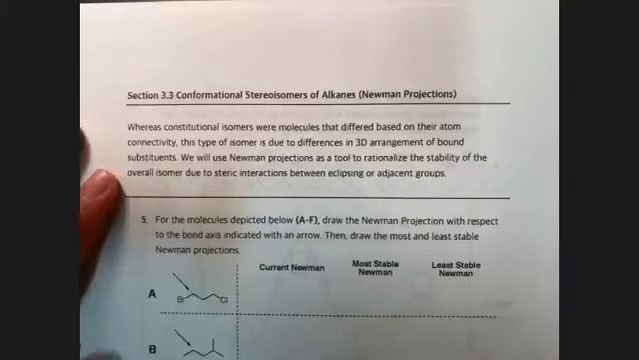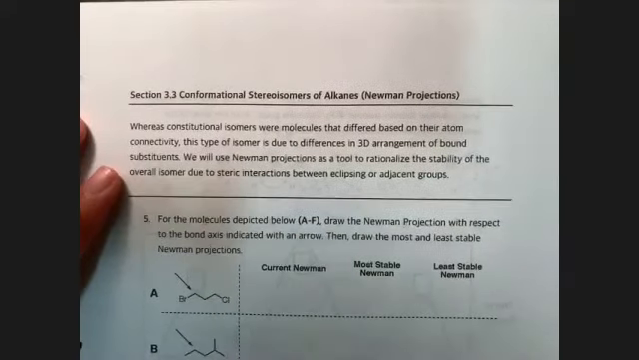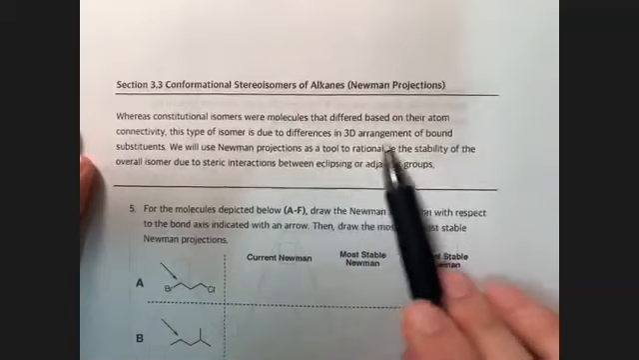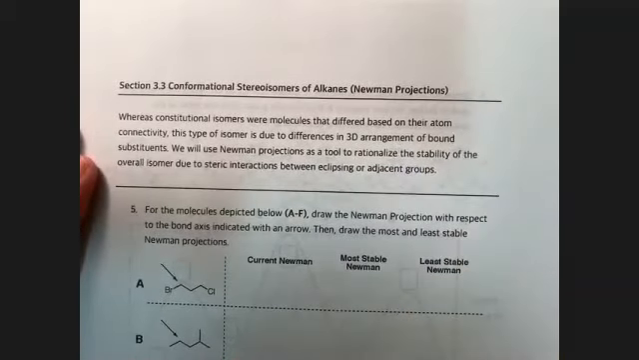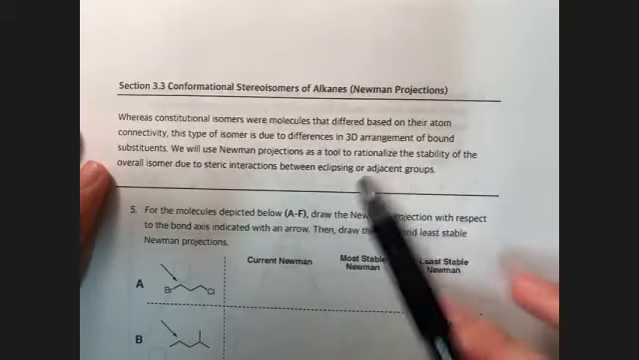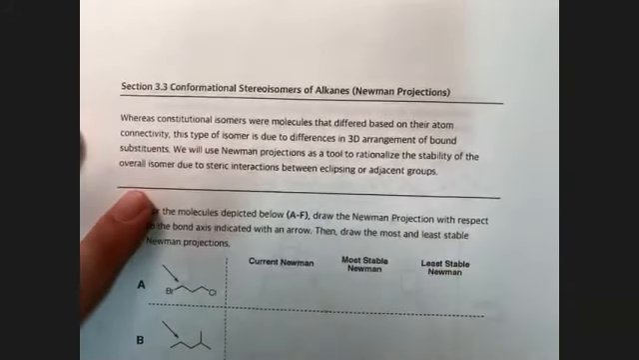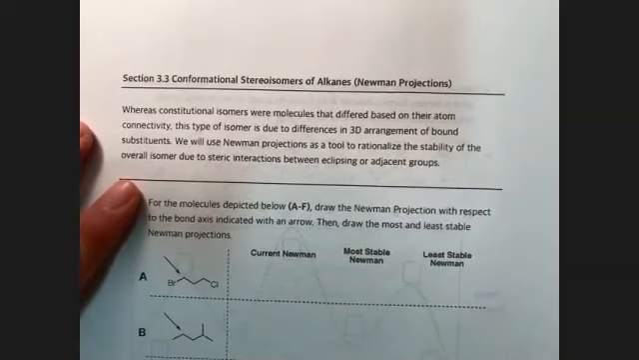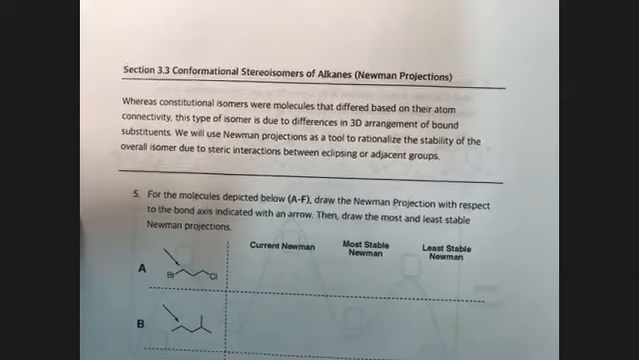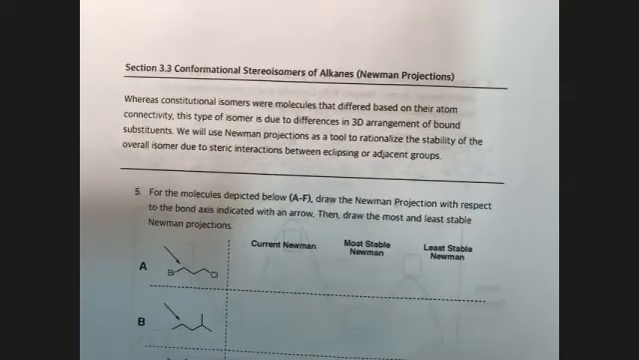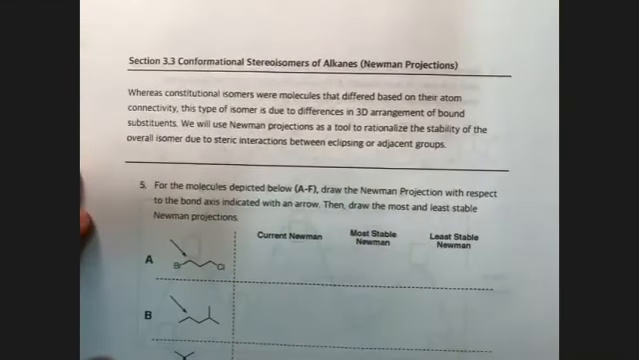Whereas constitutional isomers were molecules that differed based on their connectivity, this type of isomer is due to differences in the 3D arrangement of those substituents. And for Newman projections, we're going to use that as a tool to rationalize the stability of that isomer due to the sterics. And we kind of already saw that, okay? So now maybe this is making a little bit more sense, those eclipsed interactions, that it talks about the stability of isomers. So this arrow is kind of indicating what axis I want to look down.